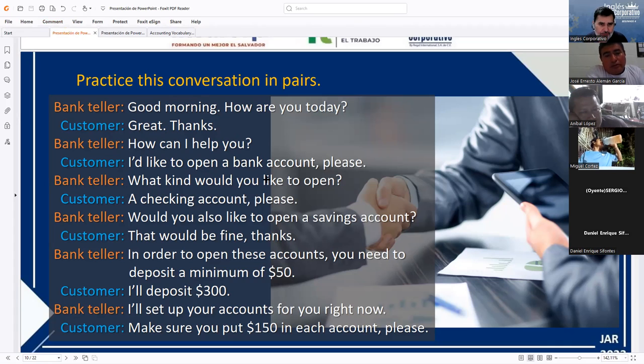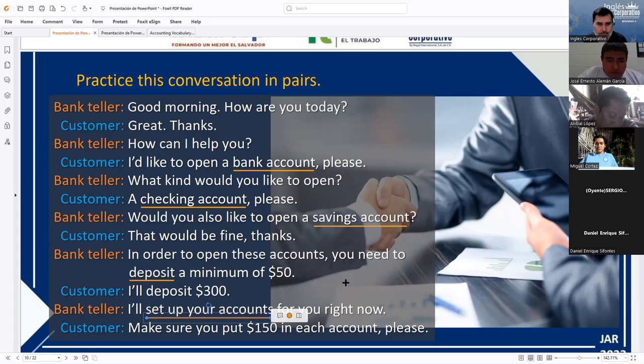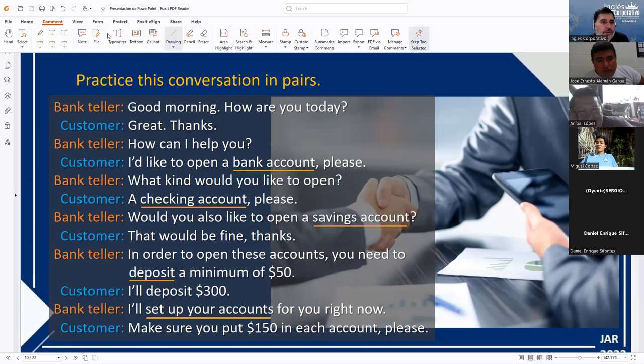Okay, we have first, bank account. Checking account. Savings account. Okay. Then deposit. Set up your account. Okay. Basically, these are the words. Only I want to add one word.